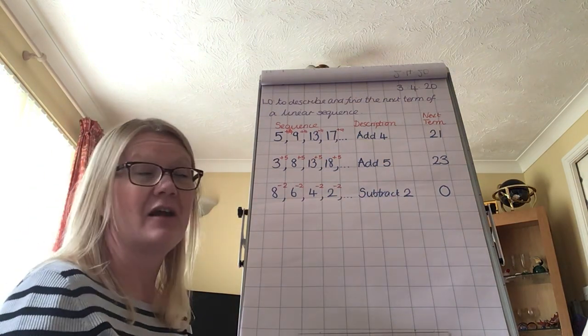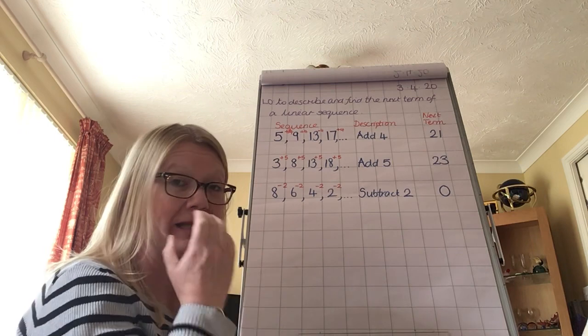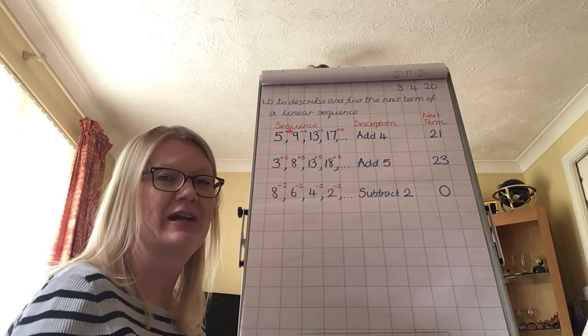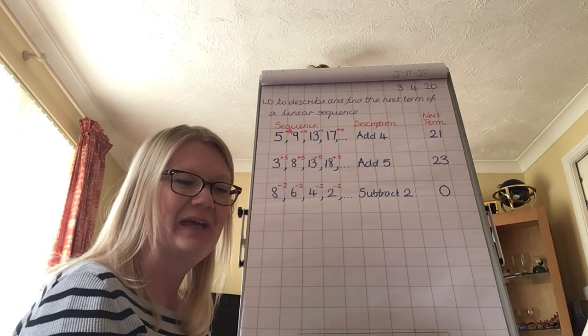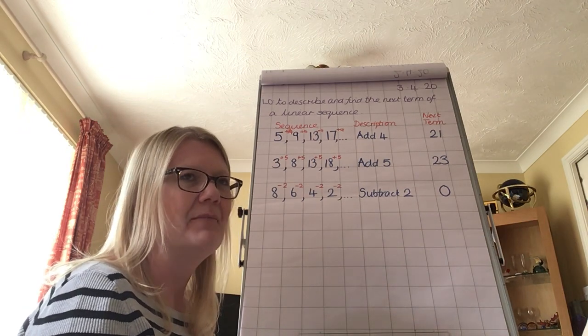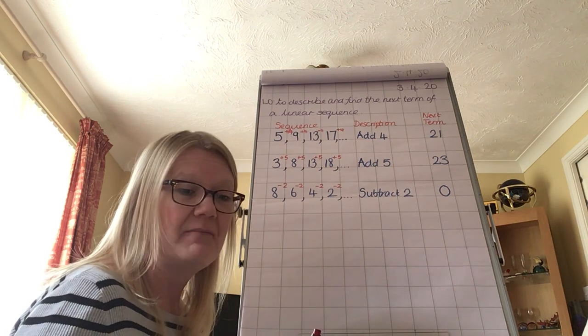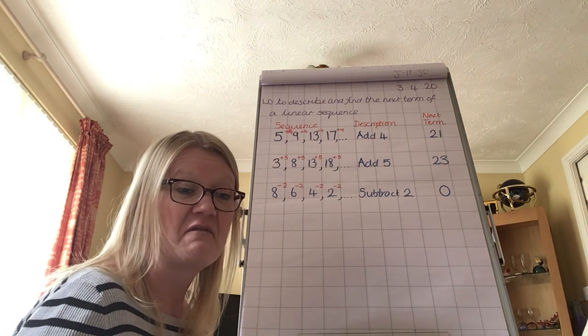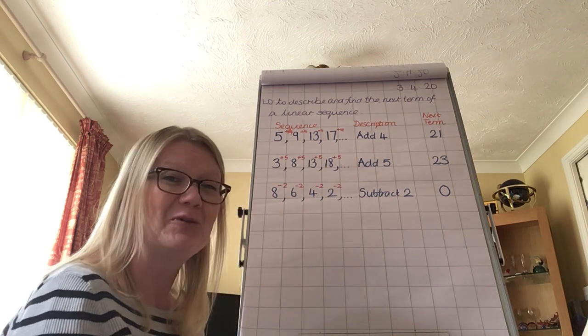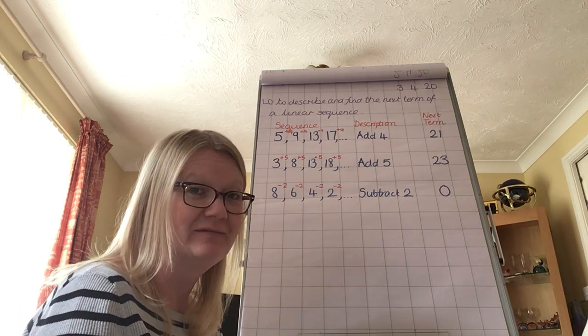Okay? Your description can only be add or subtract and the appropriate number. It's a linear sequence. It's about adding or subtracting the same number. Okay? Some of the ones I've set you might be slightly trickier. They might include, I don't know, decimals. They might include fractions. But it's all good practice for you. Right. Have fun with this one.